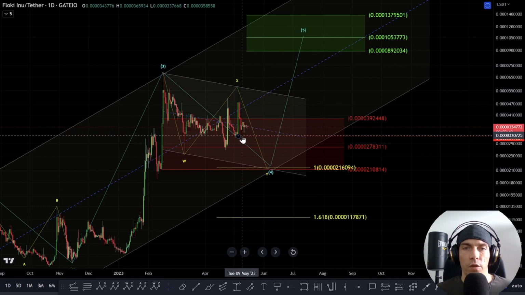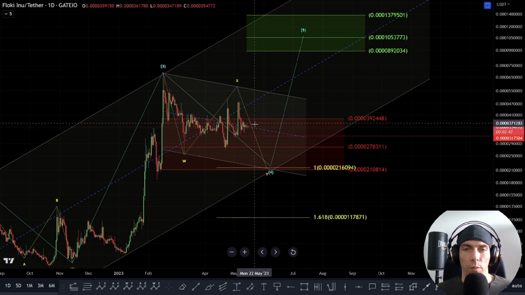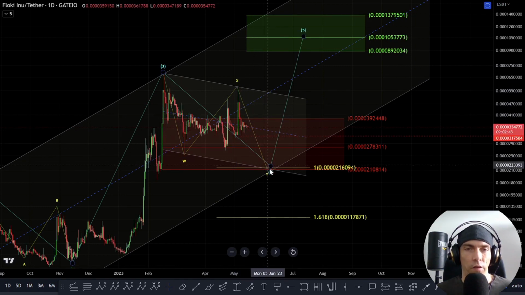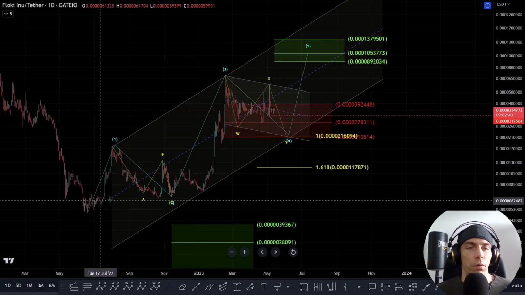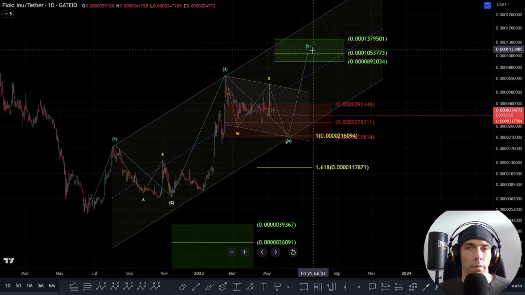Now if this is the case, potentially we could have an A wave here, and we could be looking for a B wave up, and then another C wave to the downside. We're going to go over these internals in a minute, but what I want to just talk about first is the ideas that we have here on the macro.